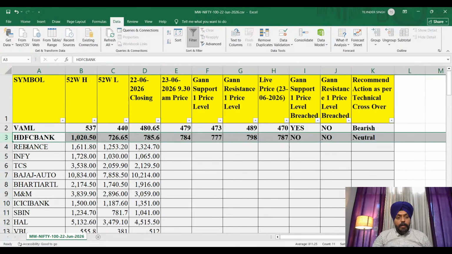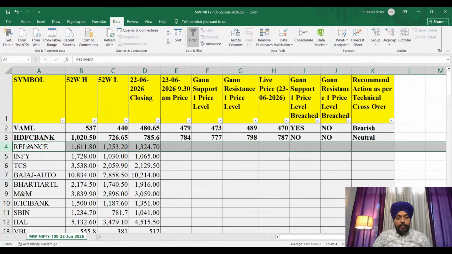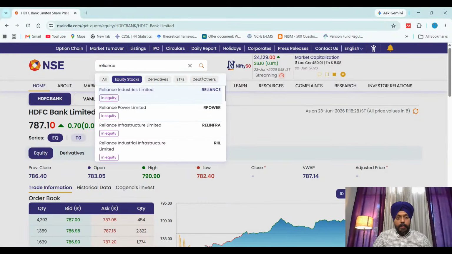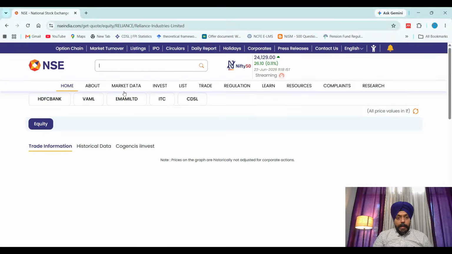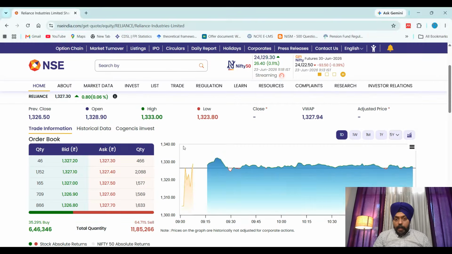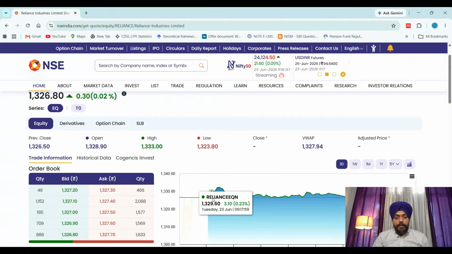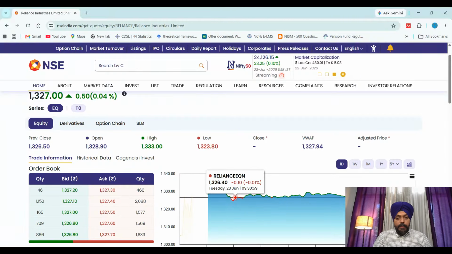Now let's go to the next, third script, which is Reliance Industries. I will select this option here. Now I will select Reliance here. I am explaining step by step so that you are able to understand why I am selecting the 9:30 AM price. As soon as Reliance opened, I will note down its 9:30 AM price. This also looks flat, still we will do it. So at 9:30 the price is 1326.